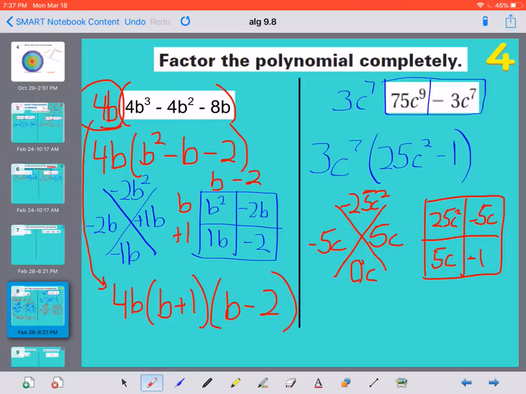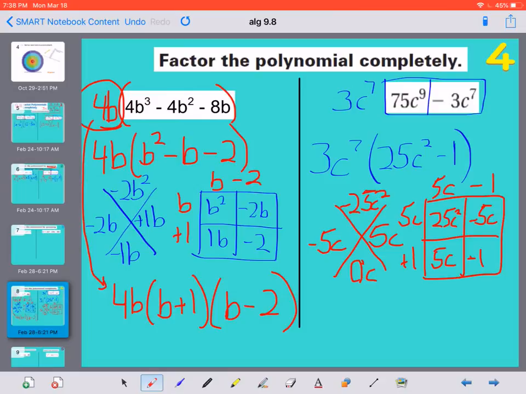Alright, let's factor this then. Looks like I'm going to need a 5 on both sides. This will be a 5c and this will be a 5c. Then if I have negative 1 here and positive 1 here, 1 times negative 1 gives us negative 1. So I found my answer.